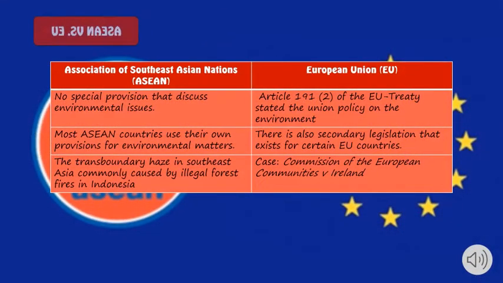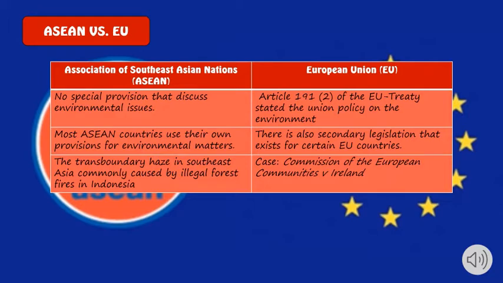Now, we'll be looking at the comparison between ASEAN and the EU countries. For EU countries, there is a legal provision under Article 191 Clause 2 of the EU Treaty, which stated that Union policy on the environment shall aim at a high level of protection, taking into account the diversity of situations in the various regions of the Union.